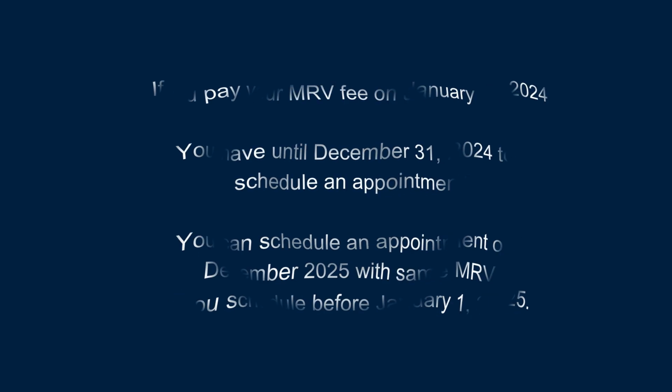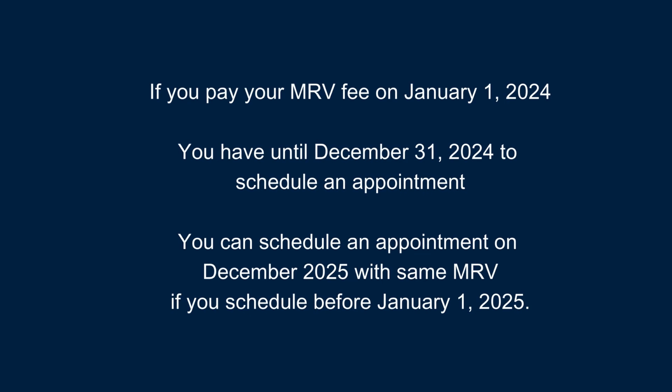Let's say you paid a visa fee on January 1st, 2024. You have until December 31st, 2024 to schedule an appointment. Note that in this example, you can schedule an appointment for December 2025 with the same visa fee if you schedule that appointment before January 1st, 2025.